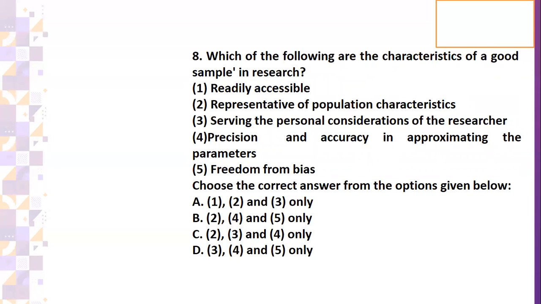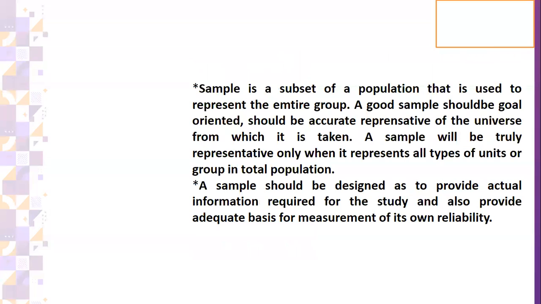See, all can be a sample, but which will be the good sample? So you have to understand the characteristics of a good sample in research. The good sample will indicate what? The population characteristics. Yes, because a sample is a subset of the population. It should have precise and accurate results, and it should be free from any bias. Serving personal consideration and being readily accessible are not good characteristics of a sample.